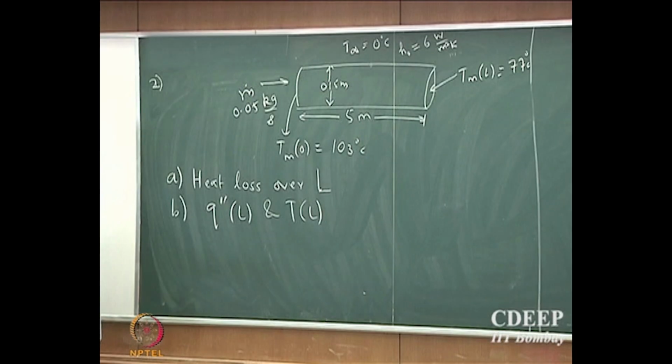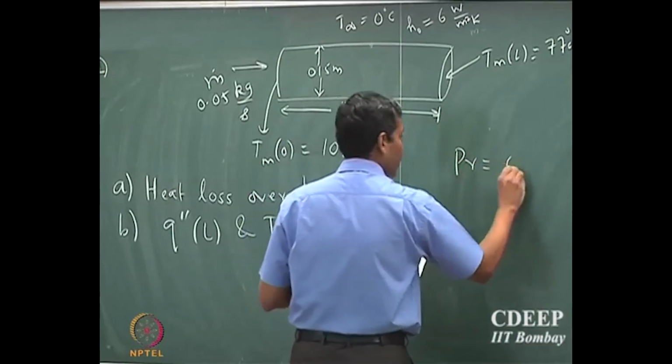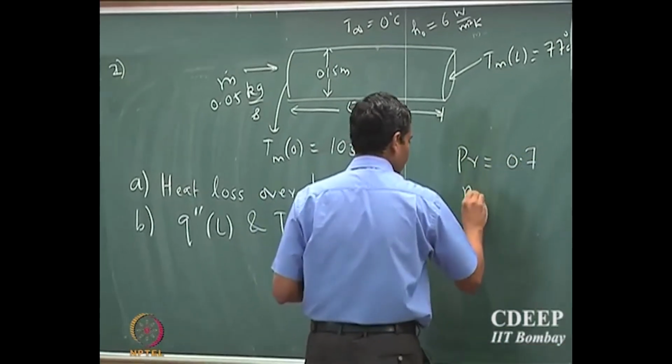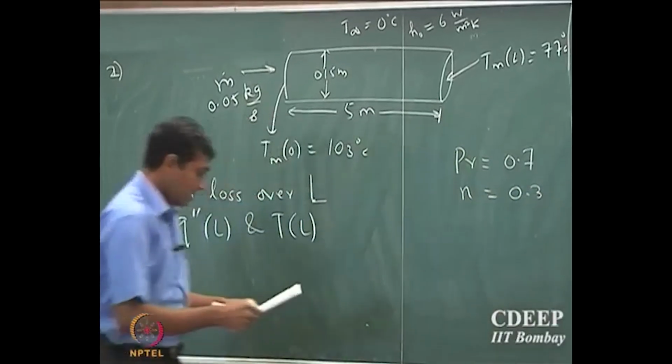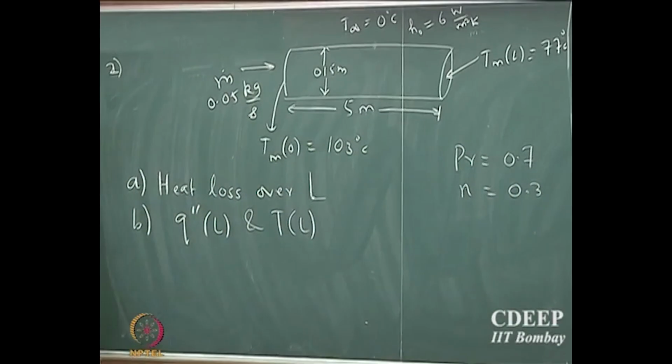So here the question is, what is the heat loss over the whole length of the tube, what is the flux, and what is the temperature distribution, the temperature at L? Some numbers are given here. The Prandtl number is 0.7, n is 0.3. So how do we go about calculating this?